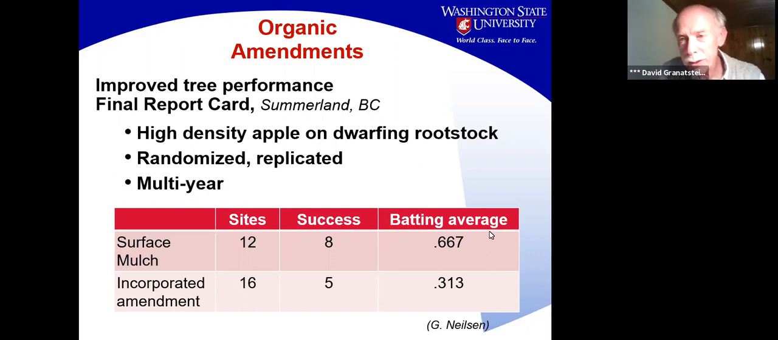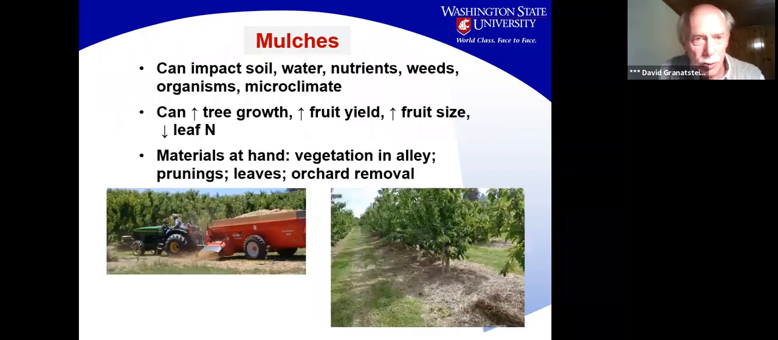And so this kind of pushed us down the road of more surface mulch versus trying to incorporate materials into the soil. Plus we can do that after the trees are planted, whereas you can only do the incorporation before. Mulches can impact a number of aspects of the orchard ecosystem, including soil, water, nutrients, weeds, organisms, and microclimate. There's often an effect on trees, for example, increased growth, increased fruit yield, increased fruit size, lower leaf nitrogen. These effects depend on the type of mulch used and whether there are limiting factors in the orchard.